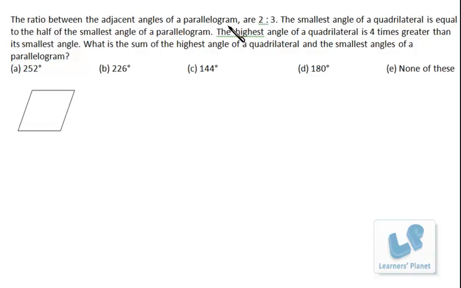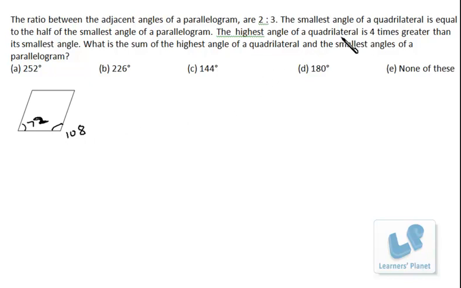The ratio of adjacent angles is 2:3, and we know that the opposite angles of a parallelogram are equal. So if the ratio is 2:3, the sum of these two angles will be 180 degrees, right? So if we divide 180 in the ratio 2:3, it will be 36 into 2, 72, and 36 into 3, 108, right? So these are the angles of the parallelogram.